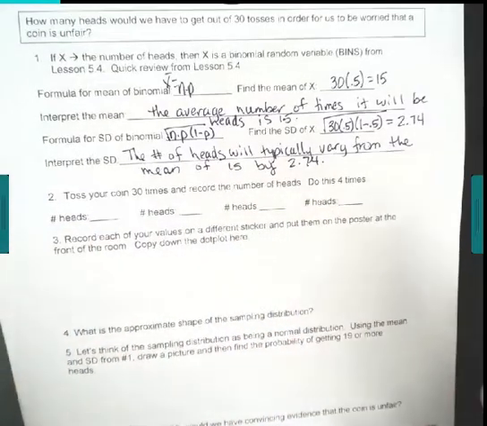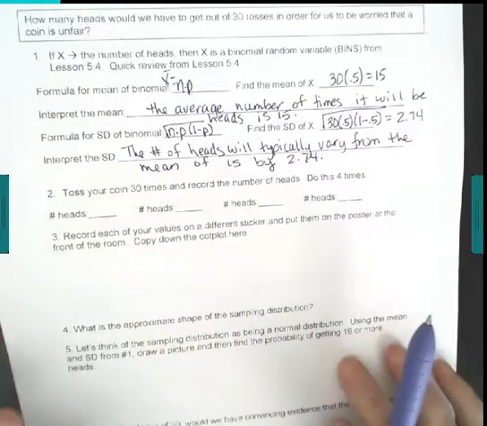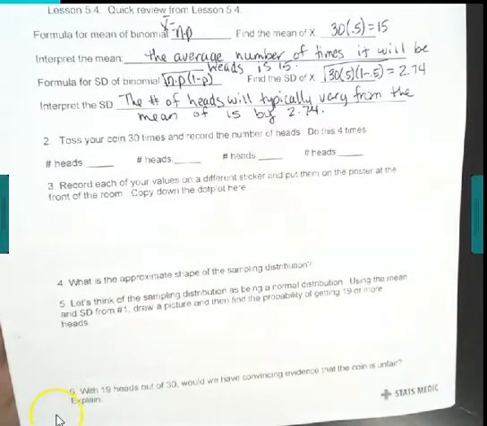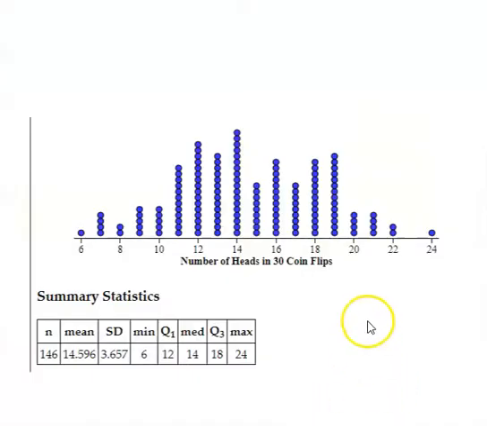Lots of you went on to the discussion post and posted that, and I appreciate that. That helped me to make the dot plot, which was what I showed you on Nearpod. Okay, and it was a good dot plot. Let me see if I can pull that up for you real quick. So hopefully you can see that, but this is the dot plot we came up with.